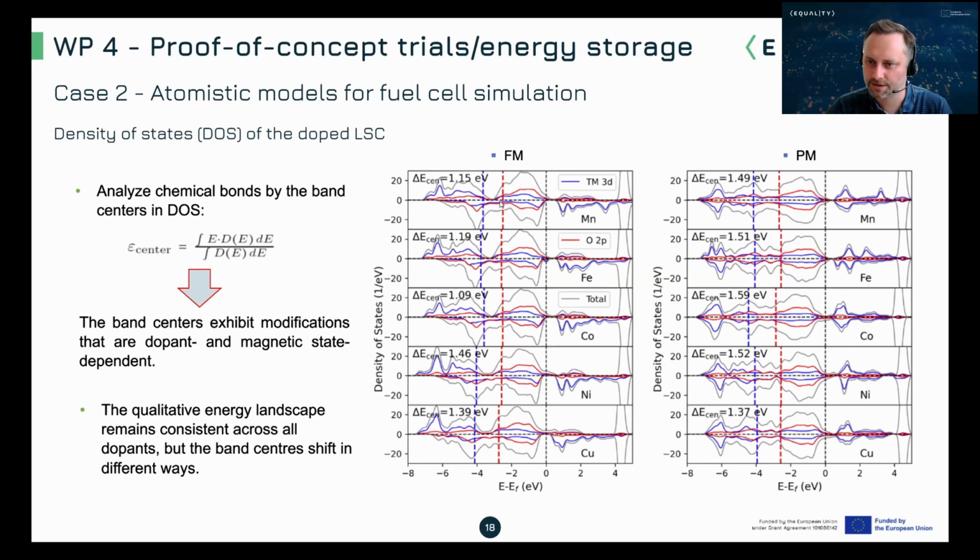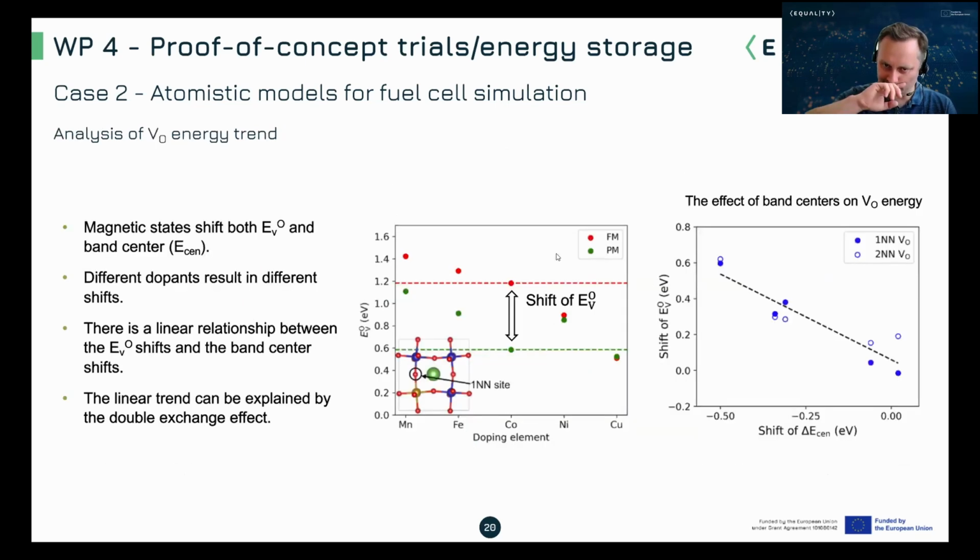So if you look at, they are all changing a little bit in position, and also the energetic difference between the two lines changes. And this is different in the ferromagnetic and in the paramagnetic state. So now, bringing this all together, the magnetic states both shift the oxygen vacancy formation energies and also the band centers. Different dopants result in different shifts.